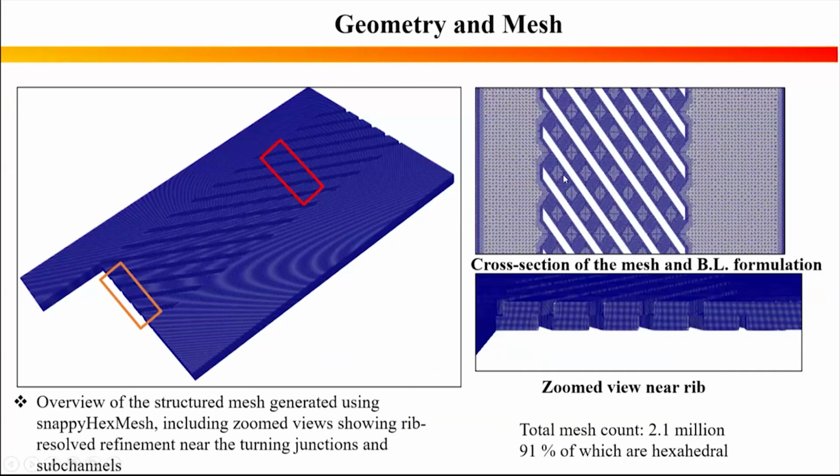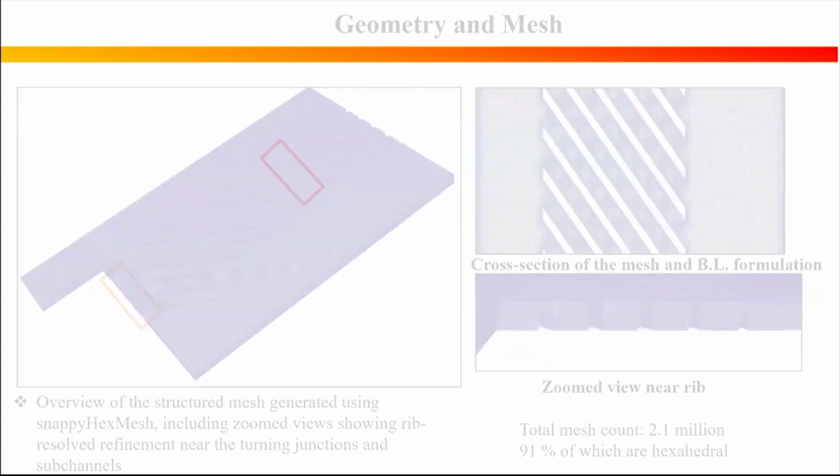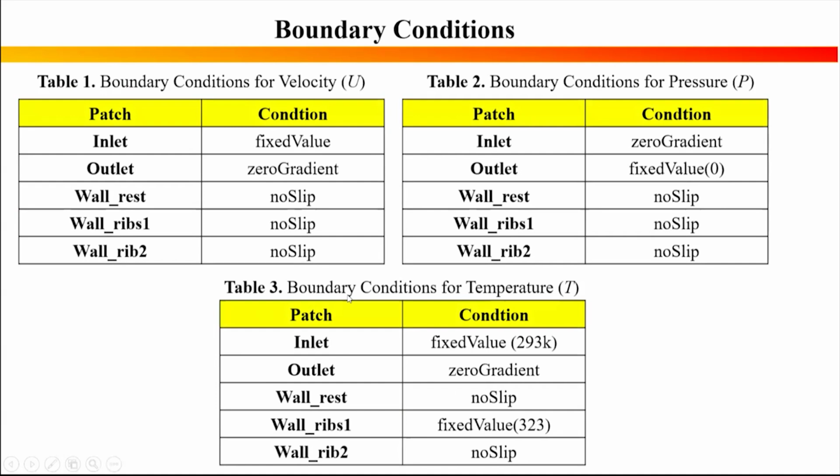So these are the boundary layers that are being formed, and this is the near view of the ribs. The total mesh count is 2.1 million, out of which 91% of the cells are hexahedral. These are some boundary conditions that we are using for the simulation. For velocity, we are using fixed value, zero gradient for the outlet, and for walls we are using no slip.